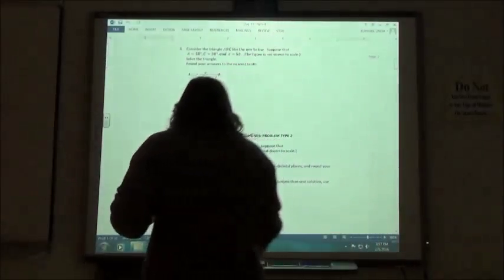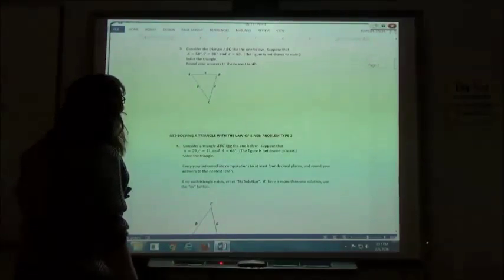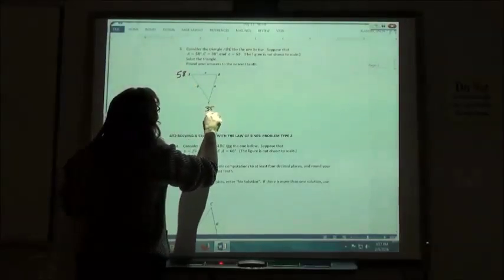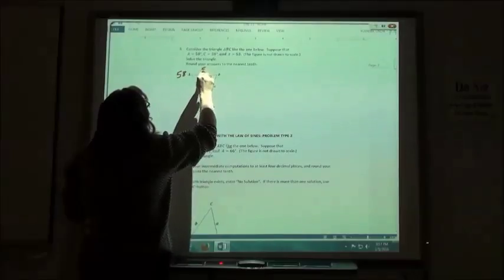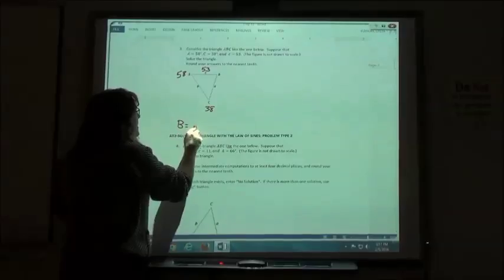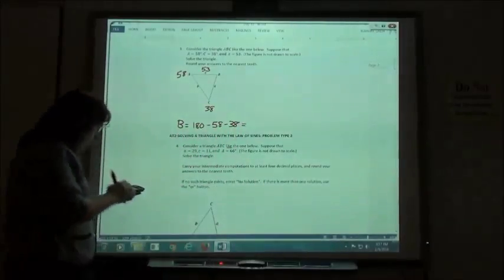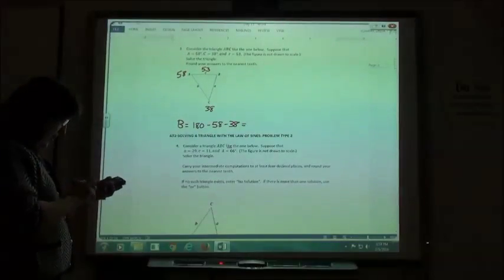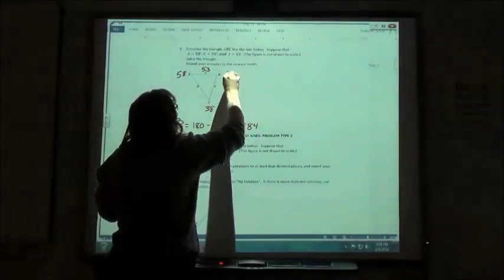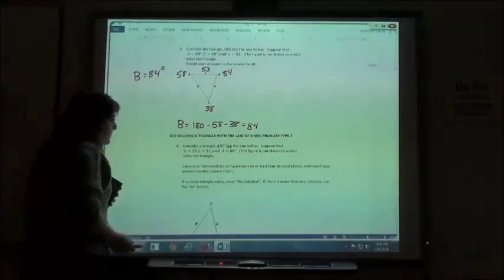Number 3, again, we're using the law of sines. It says, consider the triangle like the one below. Suppose that angle A is 58, angle C is 38, and side C is 53. So again, to find angle B, we're just going to take 180 and subtract the 58 and the 38 that we already know. So 180 minus 58 minus 38 gives me 84. So we know that B is 84 degrees.